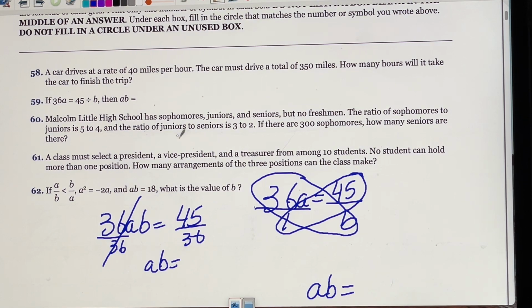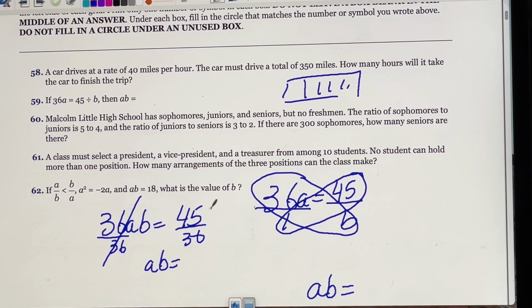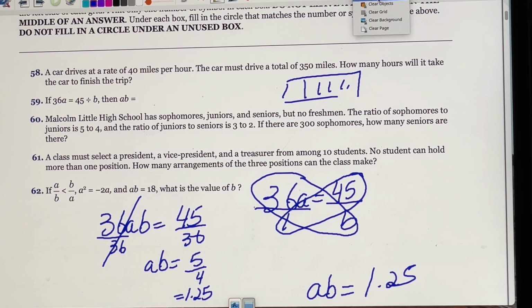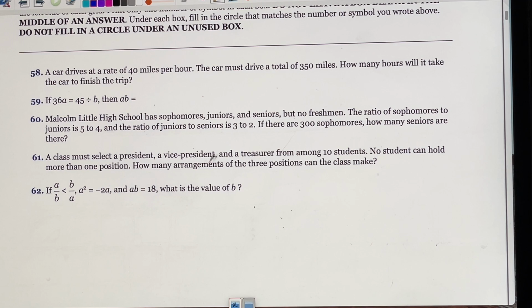because this is not a multiple choice question, you have to actually put the answer in the little boxes, right? Pretty sure you have to change this to a decimal. So let's simplify. If we divide this by 9, we get 5. Divide 36 by 9, we get 4. So that's the same thing as 1.25. And that's, so a over b is 1.25.